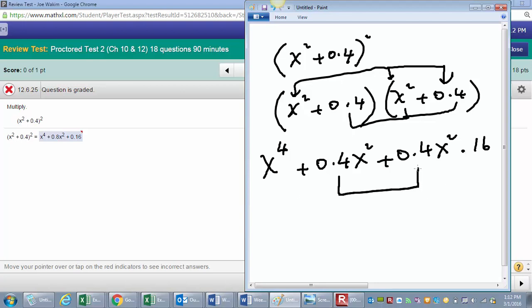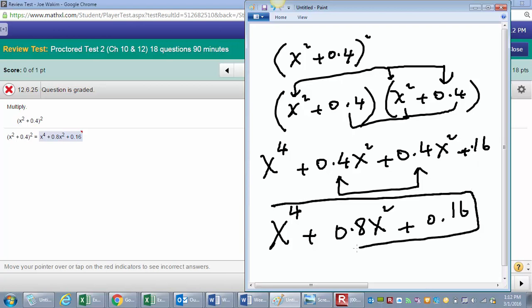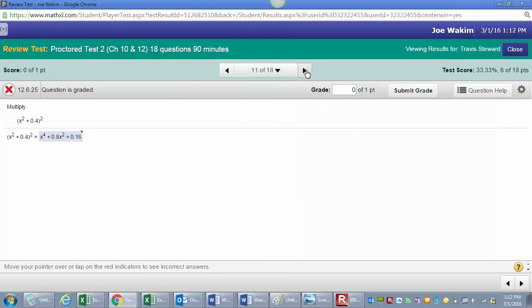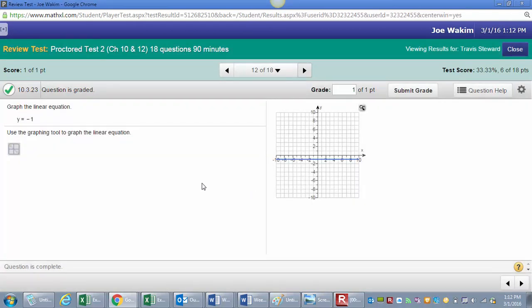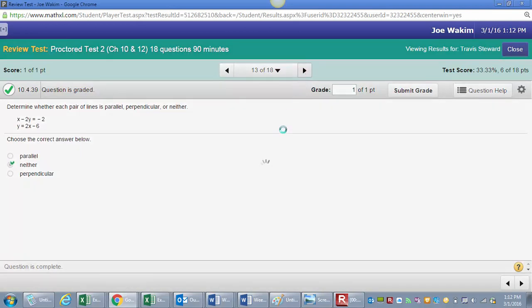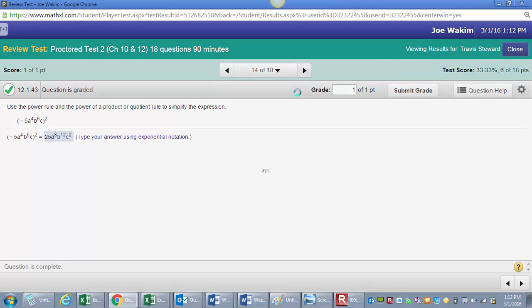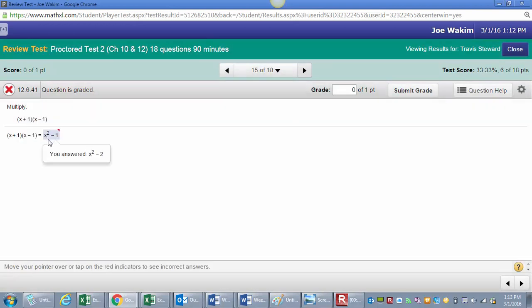So all we do is add these two because these are like terms. Same variable, we can add the coefficients. 0.4 plus 0.4 is 0.8, and we keep the same variable, and this is plus 0.16. That's the final answer. Number 12. You did this right. Number 13, you did it right. 14, right. 15.